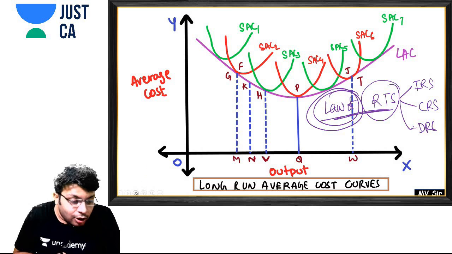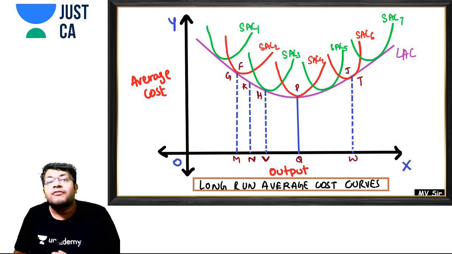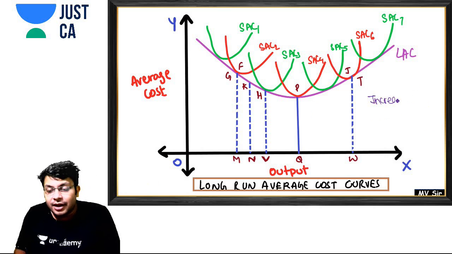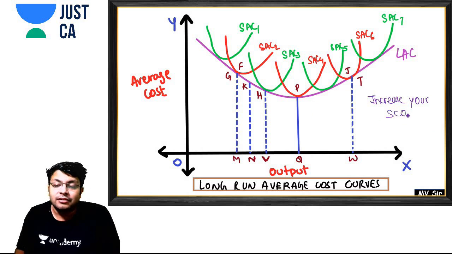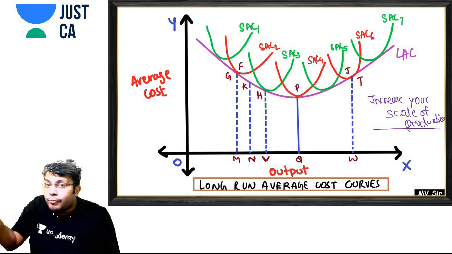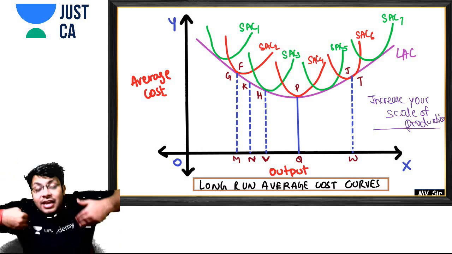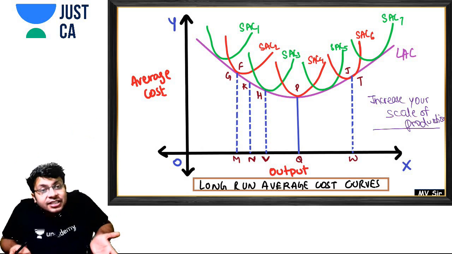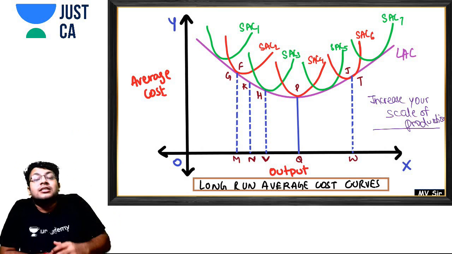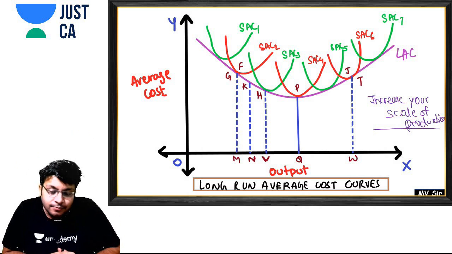Now I'll tell you the law of returns to scale. The law of returns to scale states that when you increase your scale of production, what do you mean by scale of production? Scale of production means you are increasing all the inputs in the same proportion. Only when you increase all the inputs in the same proportion do we call it a change of scale in production.